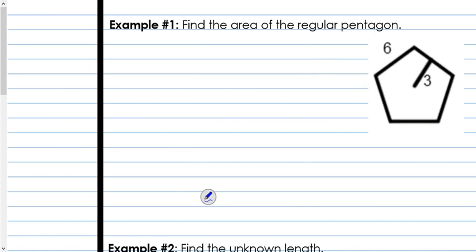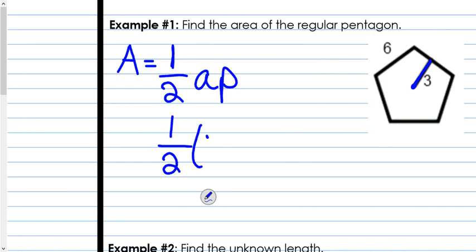Example number 1, we're going to find the area of the regular pentagon. Well, a pentagon is a polygon, and the formula for finding the area of any polygon is 1/2 apothem times perimeter. They gave us that the center to the midpoint on the other side was 3, so we know our apothem is 3. Now we have to find our perimeter.